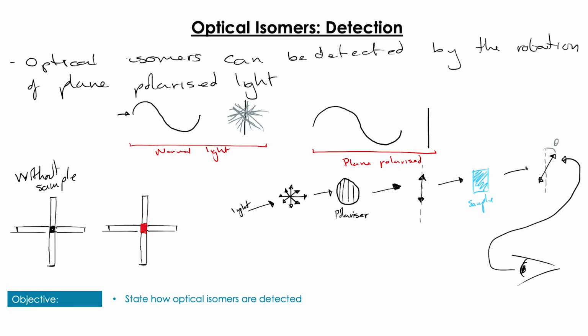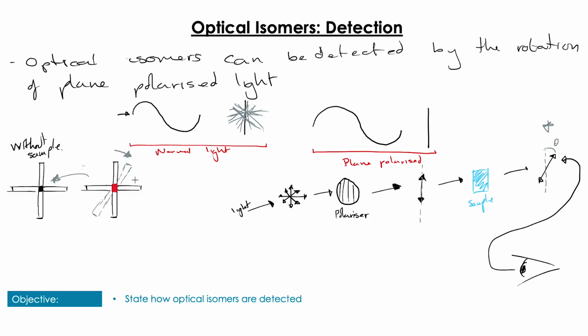Now, when the sample is present, all of a sudden there is some rotation, and so some light gets through this gap. And so if we rotate the detector to a certain degree, we will then end up with it going black again, and that tells us the angle. So as I've mentioned before, solutions of one isomer will obviously rotate in one direction, and samples of the opposite isomer will rotate in the other direction.